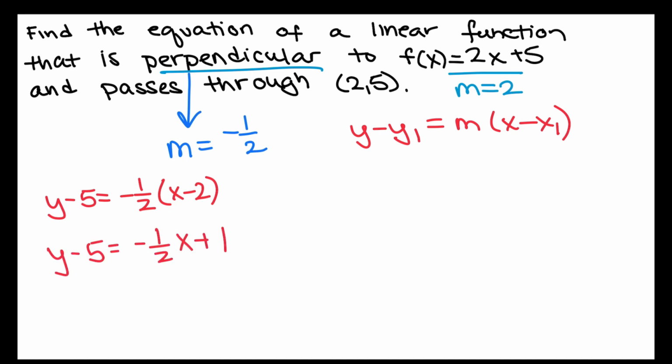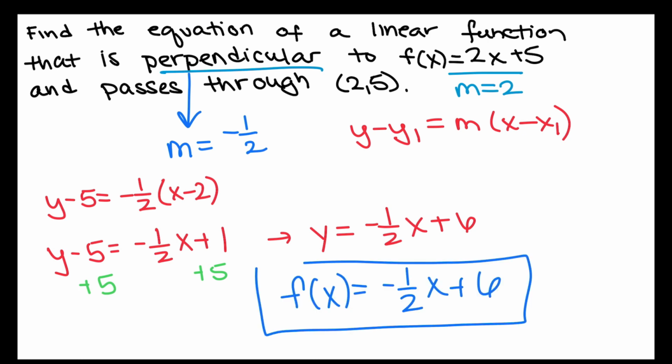I'm going to solve this for y. I'm going to distribute the negative 1/2. So y minus 5 equals negative 1/2 x. And then minus 1/2 times minus 2 becomes plus 1. It's a 2 over 2 or a 1. Finally, add 5 to both sides, and I'm left with y equals negative 1/2 x plus 6. Or in function notation, f of x equals negative 1/2 x plus 6.